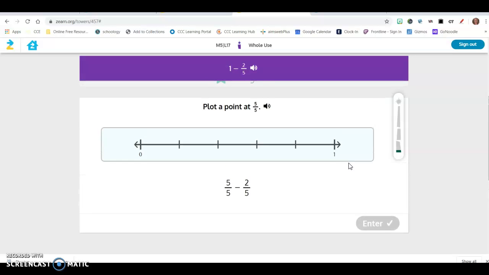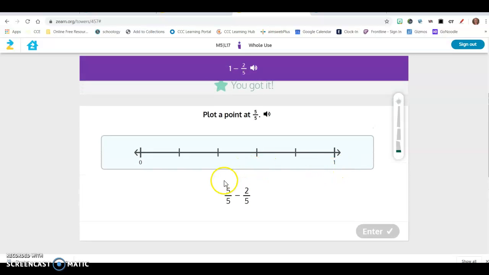Okay, and then it wants you to solve it on a number line. So again, we know that 5 fifths is the same as one whole. So we're gonna start at one whole, and then we have to subtract 2 fifths. So you're gonna go back in just a second. Okay, so we got our one whole.